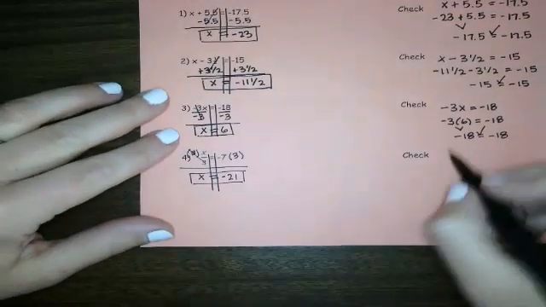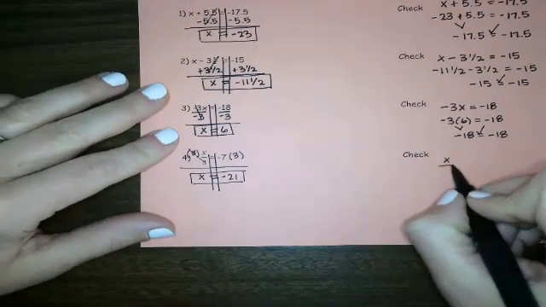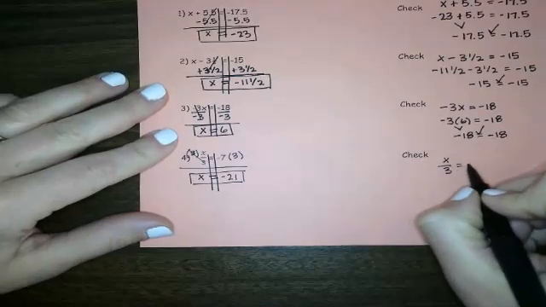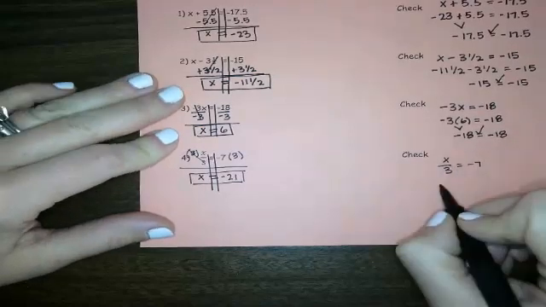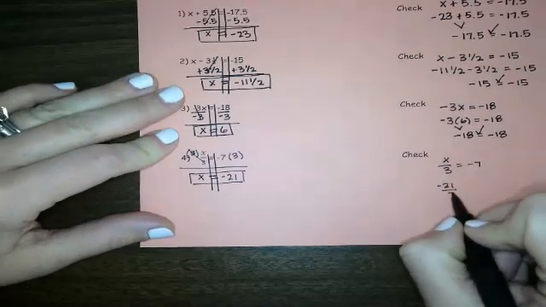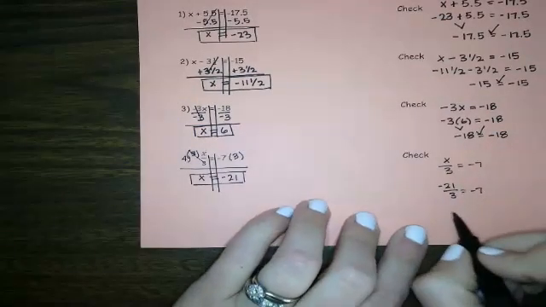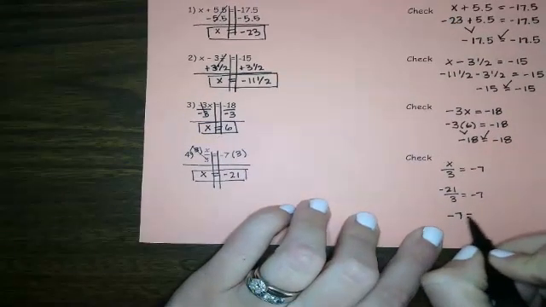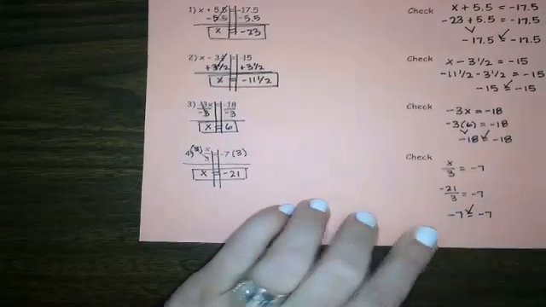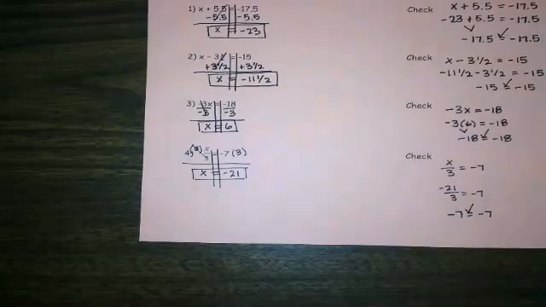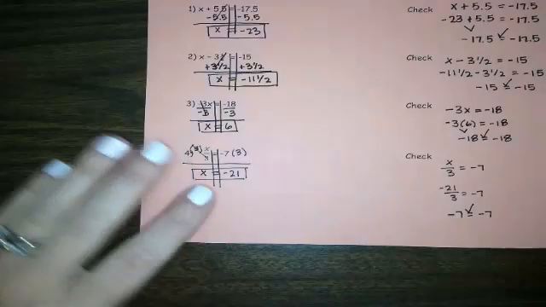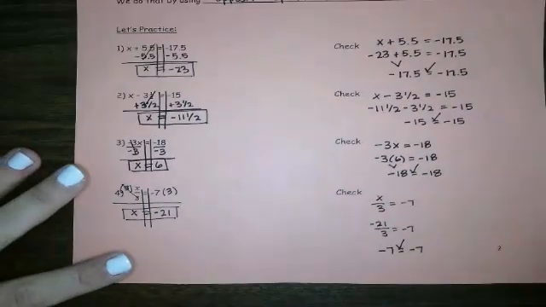Okay. So now again, we check. We have x divided by 3 equals negative 7. In place of x, we plug in negative 21. And negative 21 divided by 3 is negative 7, which equals negative 7, and it checks. Okay? All right, so that is your notes on one-step equations.